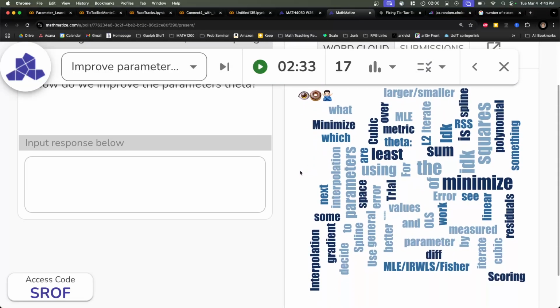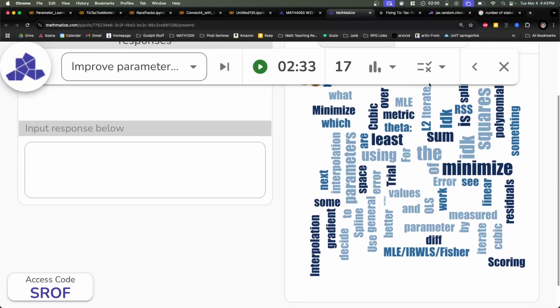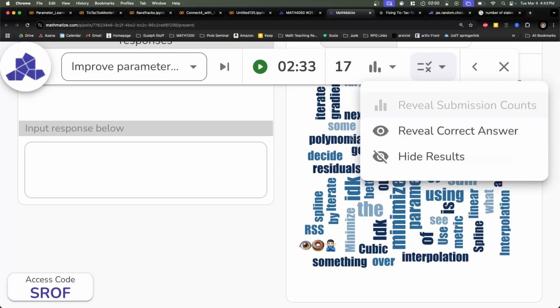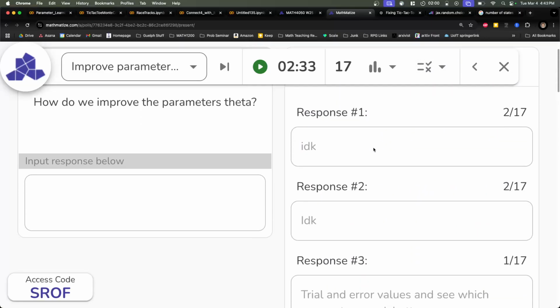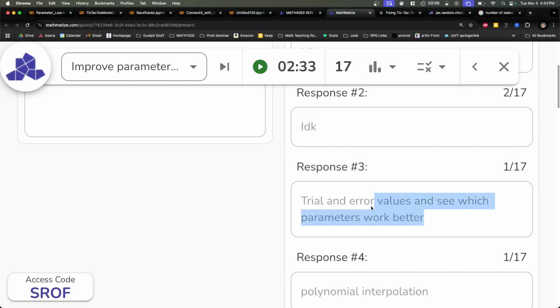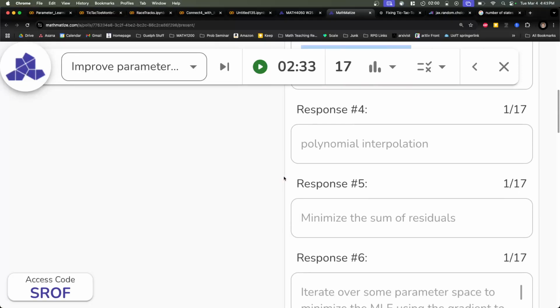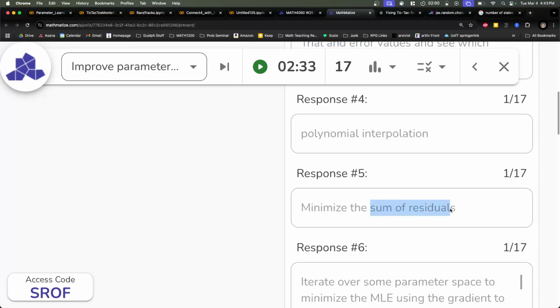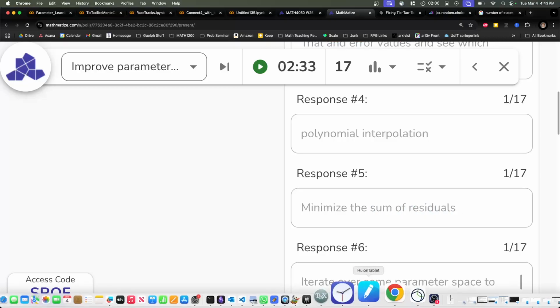Ooh, my goodness, amazing. Okay, very nice. I'm seeing some good things from stat class, like MLE, minimize, RSS, larger, smaller. Let's see what people are saying. I guess I want to look at the submissions. Okay. Trial and error. This is like the first idea. If you're going to do trial and error, you do need one ingredient that I haven't mentioned yet. Let me see if somebody has mentioned this ingredient. The sum of the residuals. Yes, this is the right kind of thing.